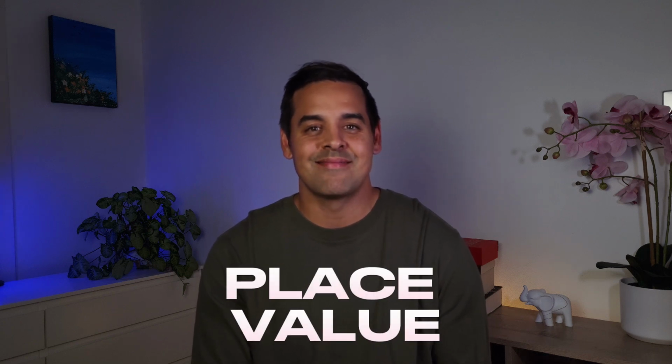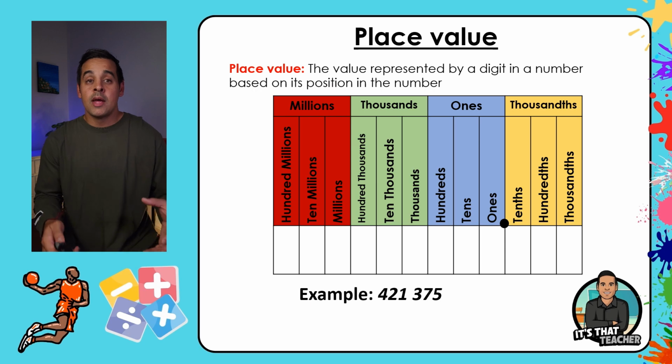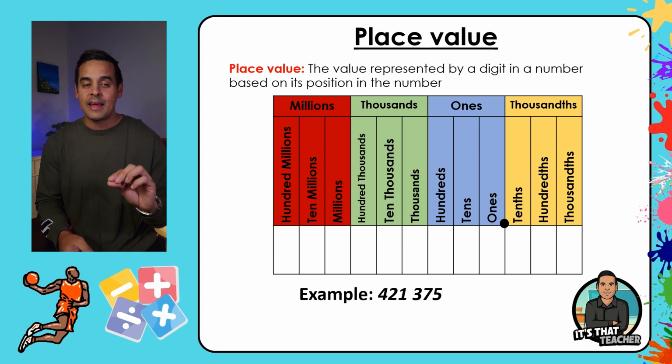Let's start learning. So, place value is the value represented by a digit in a number based on its position in the number. Now, position is the key word in place value.